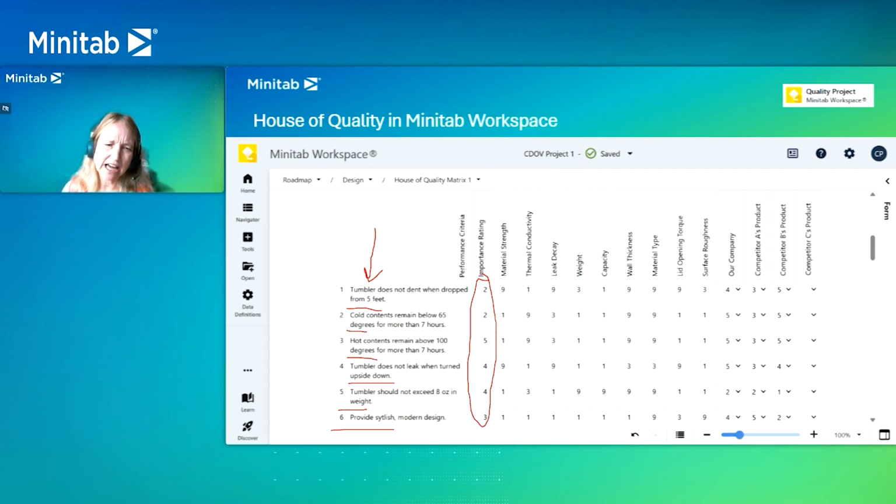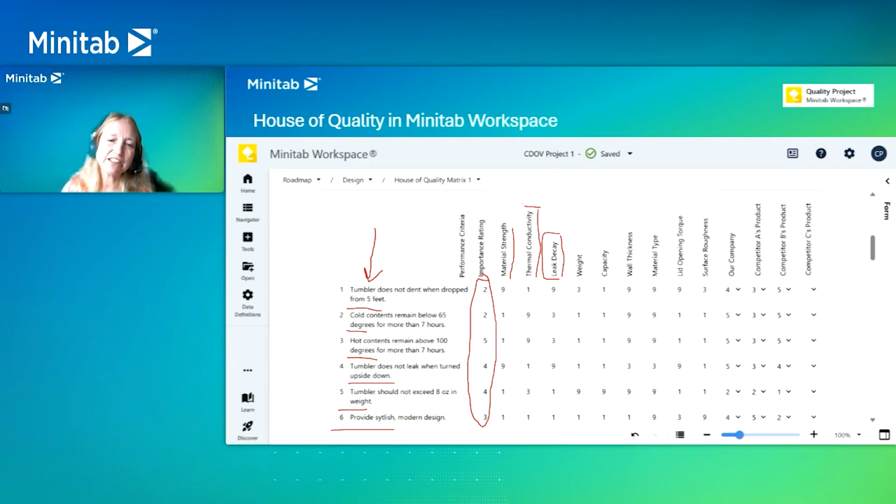So we're going to look at material strength, thermal conductivity, meaning if we want to keep something hot, we don't want it to transfer heat elsewhere. Leak decay. If you think about these tumblers, what these tumblers have are 2 metal walls. There's an internal or inside system, and then there's an air gap, and then the outside wall of a tumbler. What we want to make sure is that air gap doesn't leak, because if the air gap leaks, that means the heat retention is not going to be as good. So that's going to be a very critical metric for us.